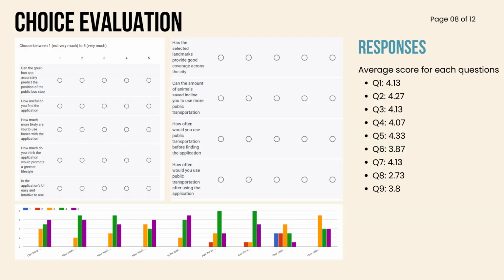And some that have lower scores, like the number of landmarks or the coverage across the city, may be easily improved by adding more landmarks, for example. Another thing that we find interesting is how often they actually used public transport before finding the application, which is quite low. But after using the application, a lot of them answered that they feel more obligated to use public transport more.